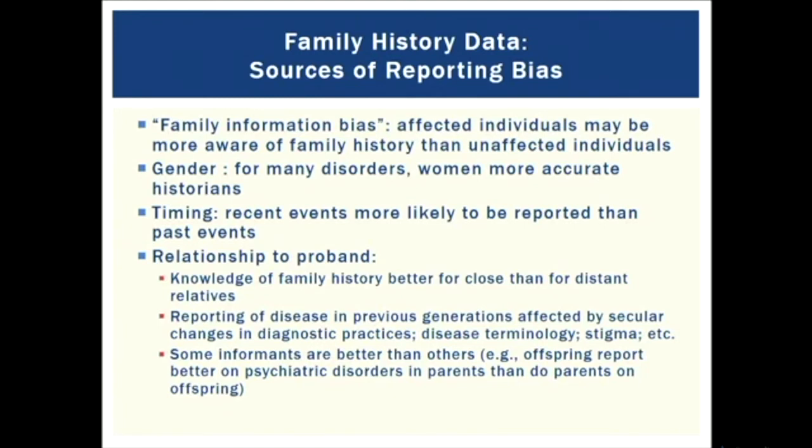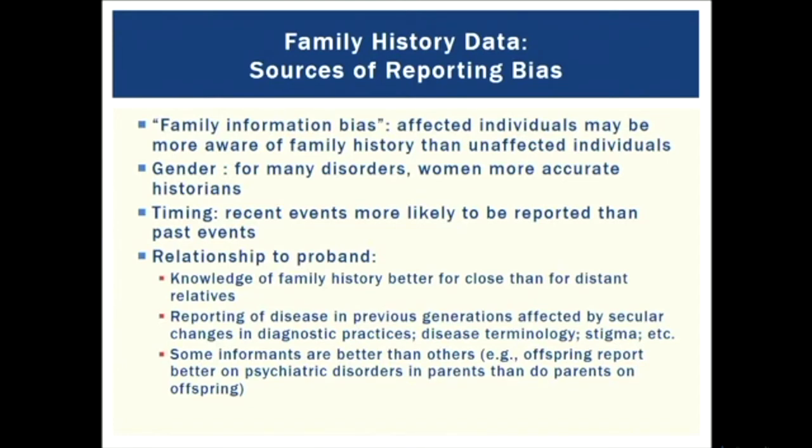Timing is an issue, so recent events, or recent diagnoses, are more likely to be reported. And relationship to the proband is an important issue here. So knowledge of the family history is clearly much better for close relatives than for distant relatives. Reporting of disease in previous generations is affected by secular changes in nomenclature, stigma, other issues. And some informants are better than others.